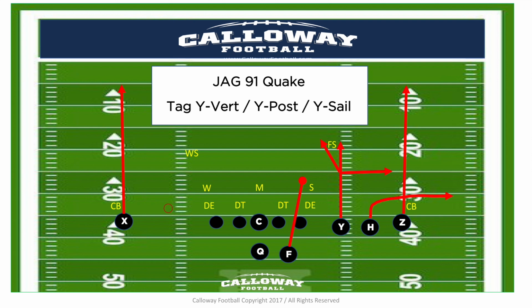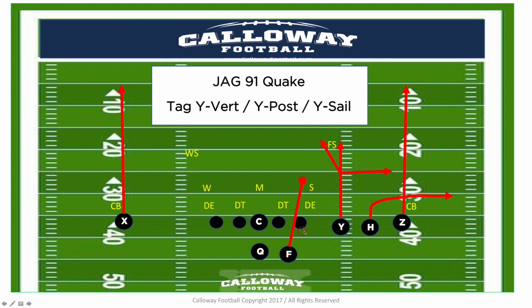We can also use tags. I think tags are really important to be able to use. So we can call Jag 91 Quake, and we can tag our Y. You can see up here in the play box that if we tag our Y, we can tag our Y with a vertical route. We can tag our Y with a post route. We can tag our Y with a sail route based on the types of defensive coverages that we're getting and the way that the opponent is playing us. We might tag it.